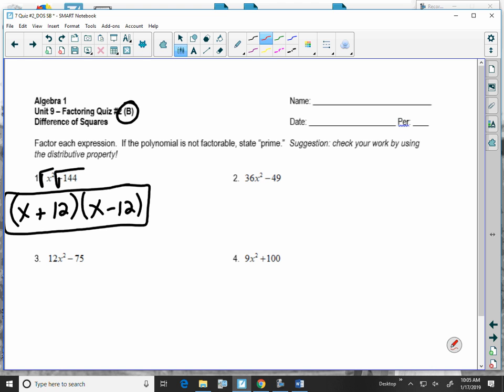Number 2, same thing. We have two terms, we have subtraction, and we check to see, are our numbers perfect squares? 36 and 49 are perfect squares, so we can definitely take the square root of those. The square root of 36x squared is 6x. Just like in number 1, when we took the square root of x squared, it was x. So that same rule applies here in number 2. But instead of having a 1, we had a 36. So the square root of 36 is 6. That'll come before the x. Then we can take the square root of 49, which is 7. One of them is positive, one of them is negative.